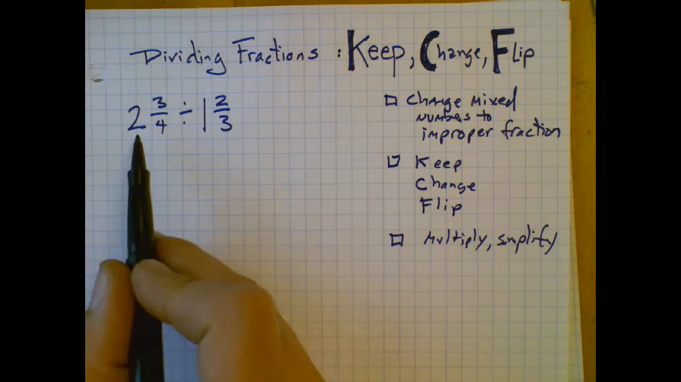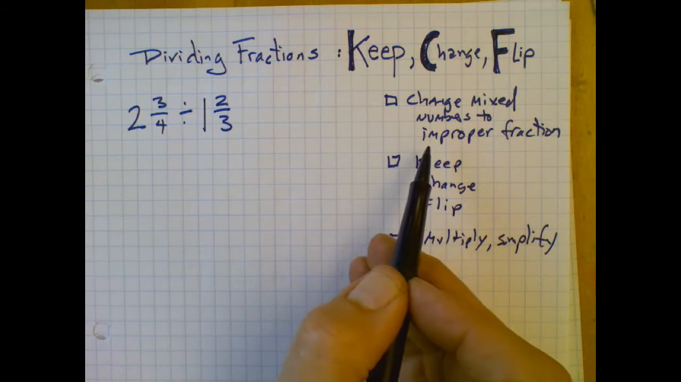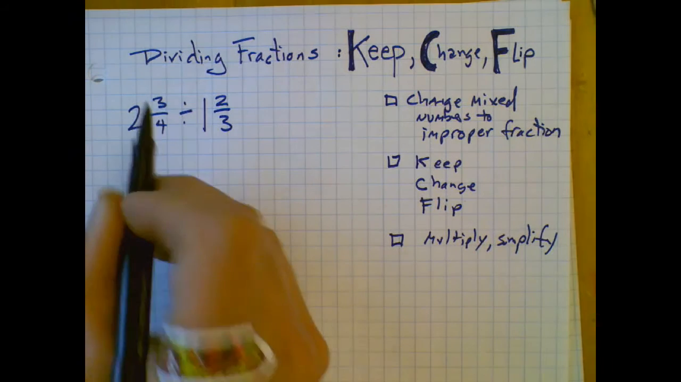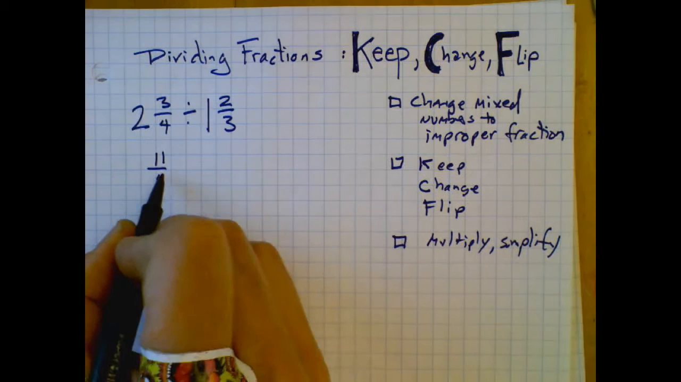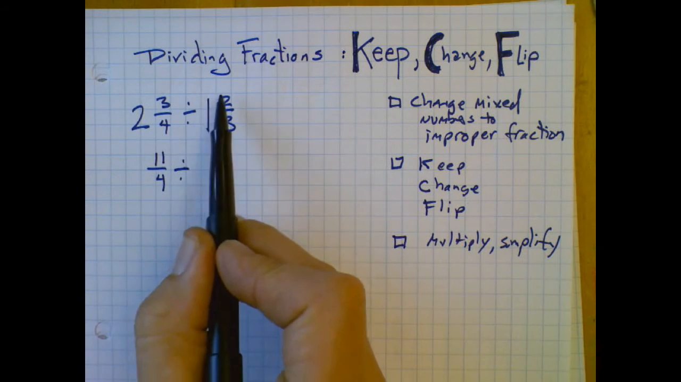Step 1. So I have 2 3/4 divided by 1 2/3. My first step is to change mixed numbers to improper fractions. 4 times 2 is 8, plus 3 is 11. So this becomes 11/4 divided by 3 times 1 is 3, plus 2 is 5.